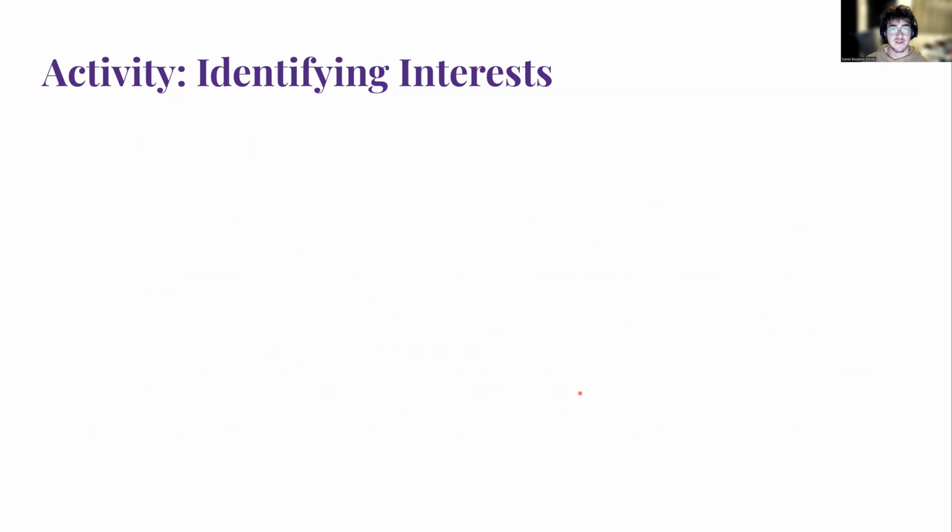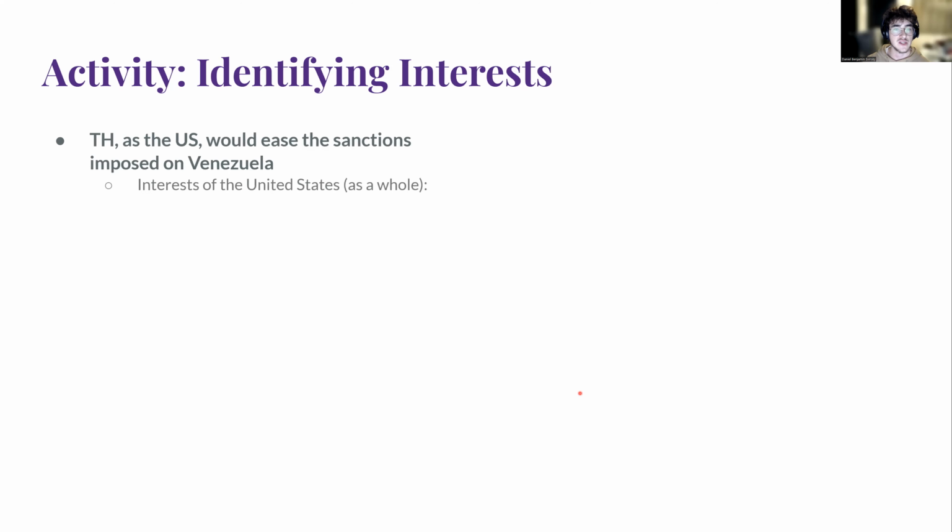So let's do our last activity of identifying interests. Firstly, "This House, as the United States, would ease the sanctions imposed on Venezuela." Please identify the interests of the actor in the motion, which is the United States. All right. So the interests of the United States as a whole, this is a generalization.